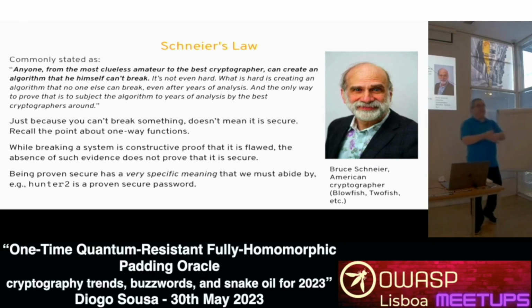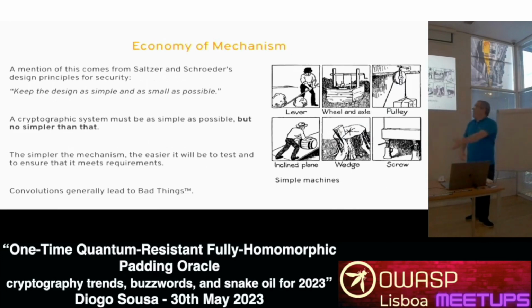While breaking a system is actual proof that the system is not secure, the absence of said evidence does not mean the reverse. Like, oh, you can't break it, therefore it is secure. Being proven secure has a very specific meaning. Again, recall the first topic, that we must abide by. For example, Hunter2 is a proven secure password. Okay? And we move on to economy of mechanism.